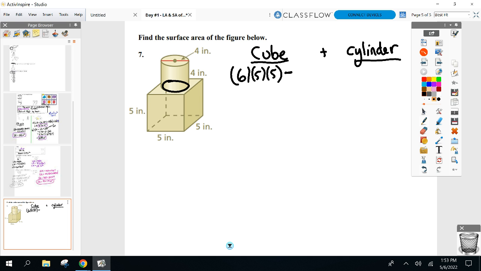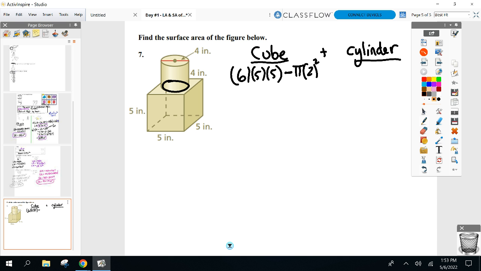So it's going to be minus pi r squared, which would be pi times 2 squared. Is everyone all right? That would be the surface area of the cube. That is everything that's showing.